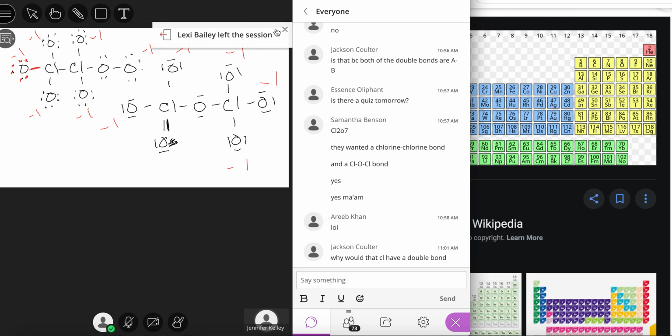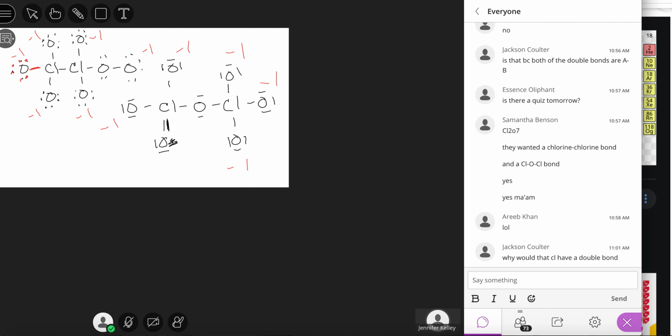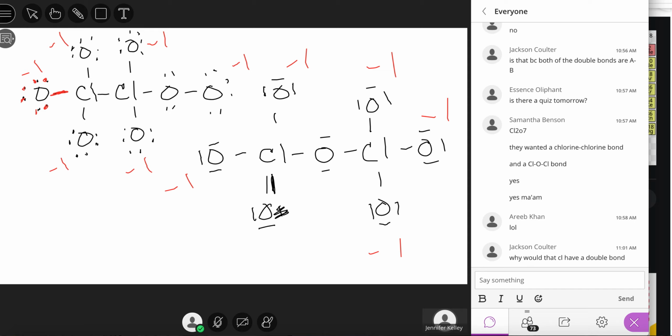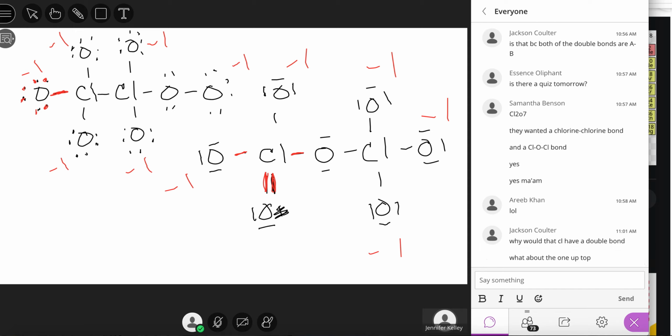And then, oh, because it didn't have an octet yet, so it had 1, 2, 3 bonds, but it would need 4. So it just borrowed 2 electrons from the oxygen to make a double bond. That's a good question. All right. And then, you know what? Let me do something to sort of separate these two from each other.